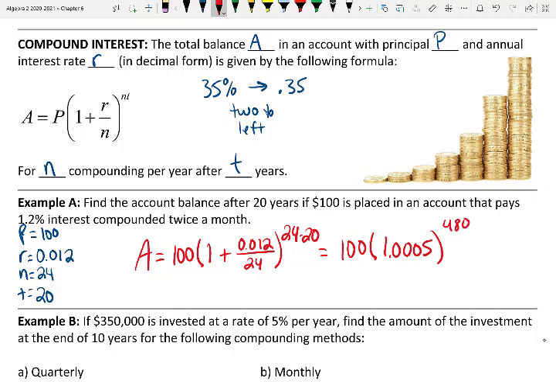Now you should be able to type this directly into the calculator as it is: 1.0005 to the 480th power, and then multiplied by 100 afterwards, and we should get a total of $127.12. Making sure we round, obviously, to the nearest 2 decimal places, since that is to the nearest cent, since we're doing dollars here.